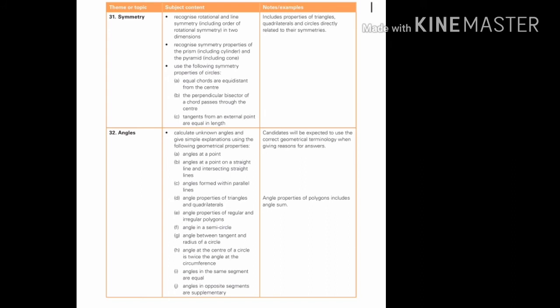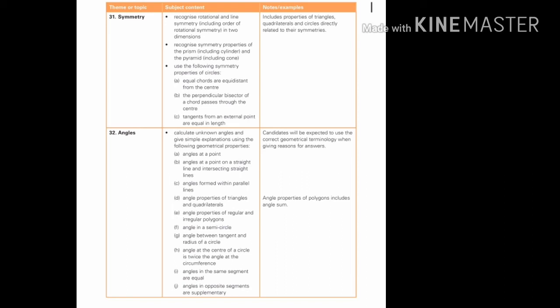Use the following symmetry properties of circles. Equal chords are equidistant from the center. The perpendicular bisector of a chord passes through the center. Tangents from an external point are equal in length. Chapter number 32 includes angles.